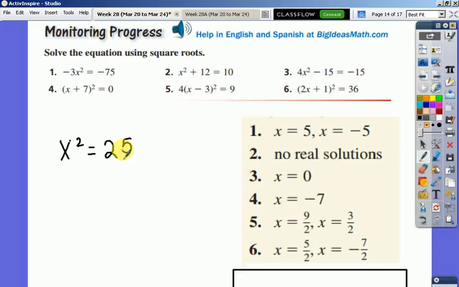Square root. I'm introducing a square root, so what are my answers? 5 and negative 5. Any others? Okay. 5 and negative 5.